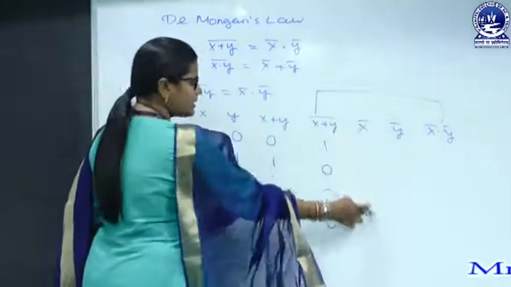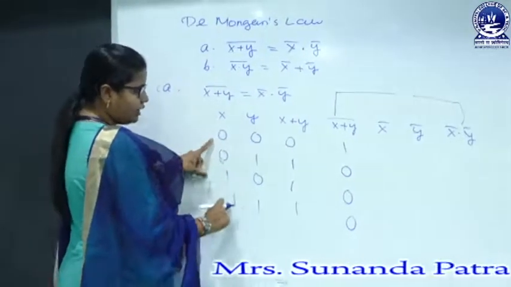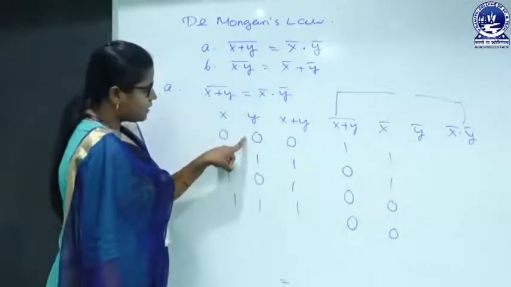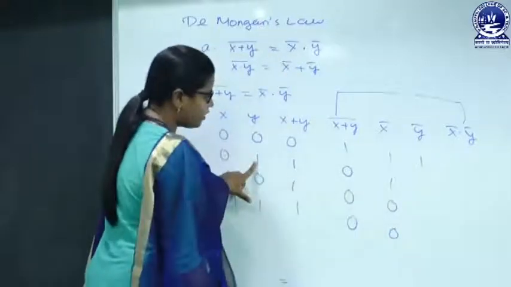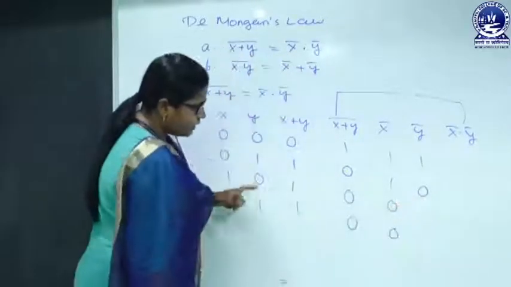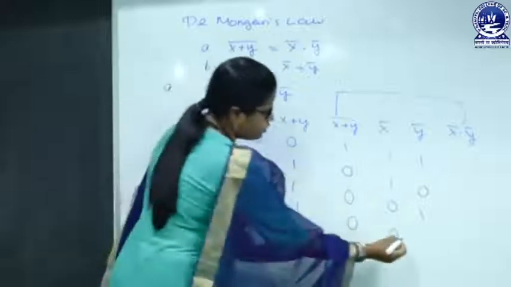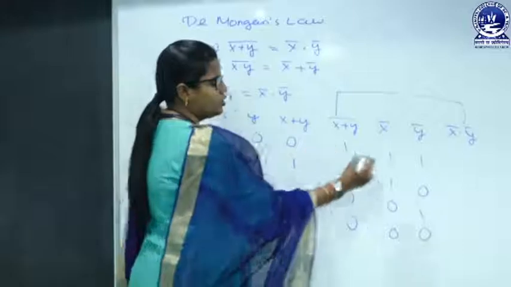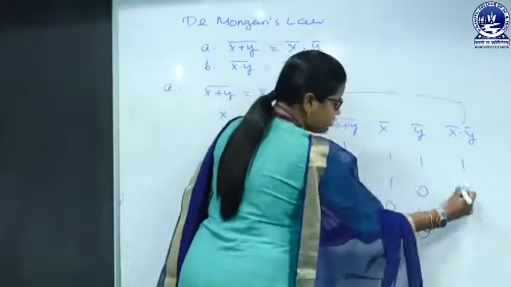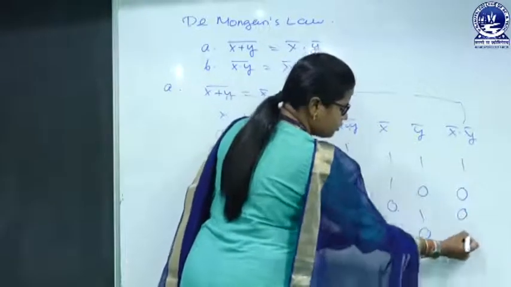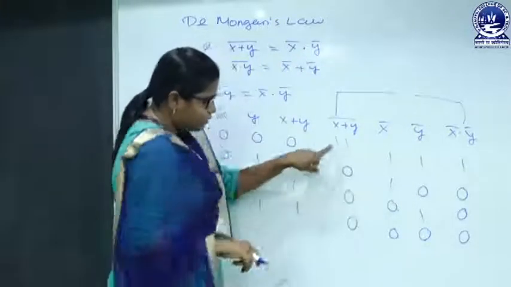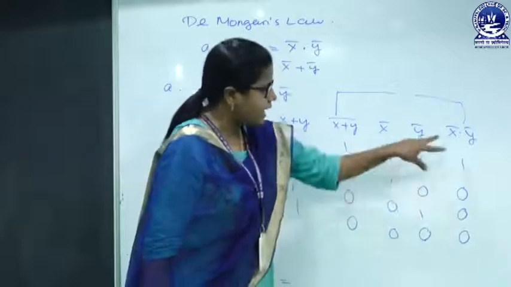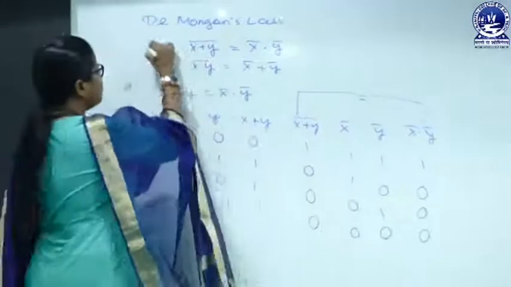Now we have the x complement here. So 0 0 1 1, if we complement this, it will be 1 1 0 0. And y is 0, so here it will be 1; y is 1, here it will be 0; again 0 gives 1 and 1 gives 0. Now we have to multiply x complement dot y complement: 1 into 1 is 1, 1 into 0 is 0, 0 into 1 is 0, 0 into 0 is 0. So this is 1 0 0 0 and here is also 1 0 0 0. So these are equal. Hence the first theorem is proved.